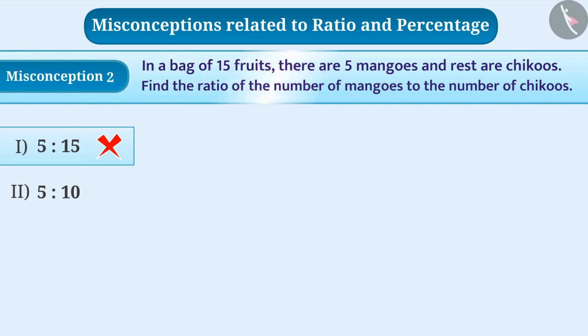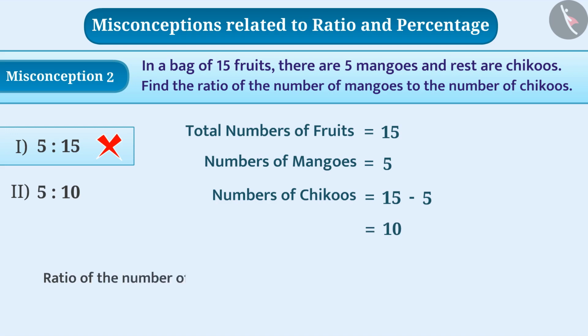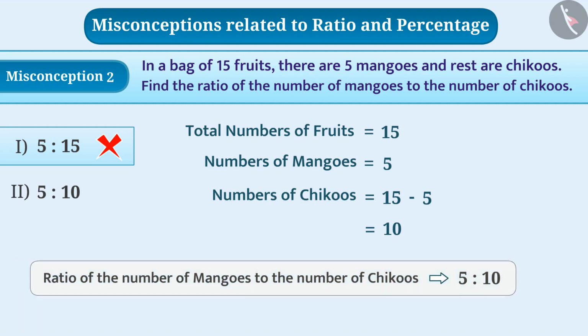We should read questions properly and understand what is given and what is to be found. Only then will we be able to answer correctly. Here 15 is the total number of fruits, from which 5 are mangoes. We can say that in the bag the number of chikus is 15 minus 5, which is equal to 10. In this way, the ratio of the number of mangoes to the number of chikus is 5:10. Therefore, option 2 is the right answer.